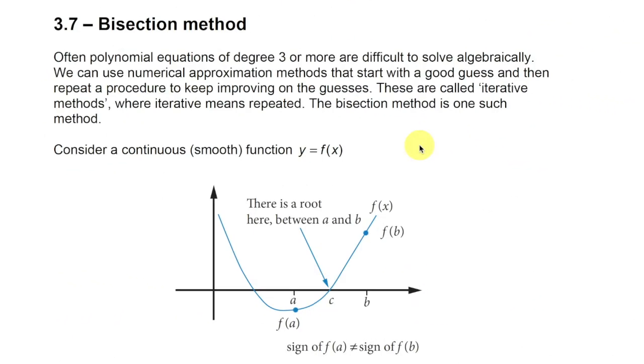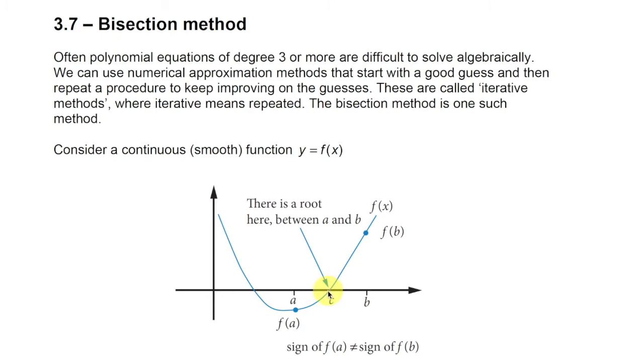Exercise 3.7, the bisection method. Let's consider part of a polynomial shown in blue here. A root or a solution is here at C. That is where the polynomial cuts through the x-axis, where y and f of x are equal to 0.